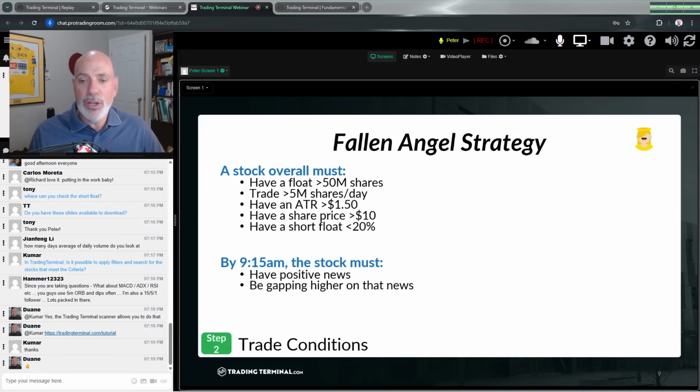So often we look at stocks in the morning. If you follow the pre-market show that we have with Carlos and I, for example, we look at gappers. They're moving more than 2% higher from the previous close. I want it to be gapping at least 2%, although the number isn't important as long as it's higher than it closed yesterday. That's what's important to me when I'm looking at the Fallen Angel strategy.